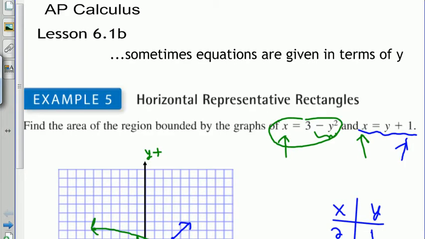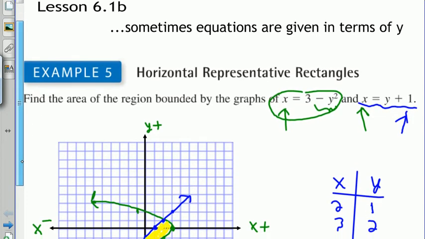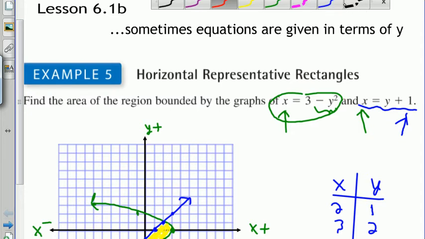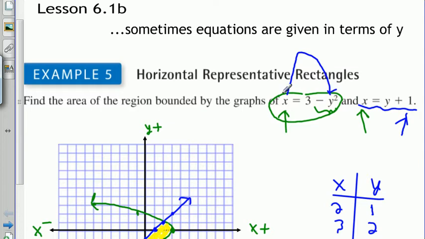Well, I want to show you one more thing on this page. If you are in real trouble here, this isn't something I love to teach people, but you could swap everything. So you could switch these. If you switch all the x's and the y's, you'd have y equals 3 minus x squared, and you'd have y equals x plus 1. I've just switched them. That's all I did. And really you could just solve that problem that they're switched right now.